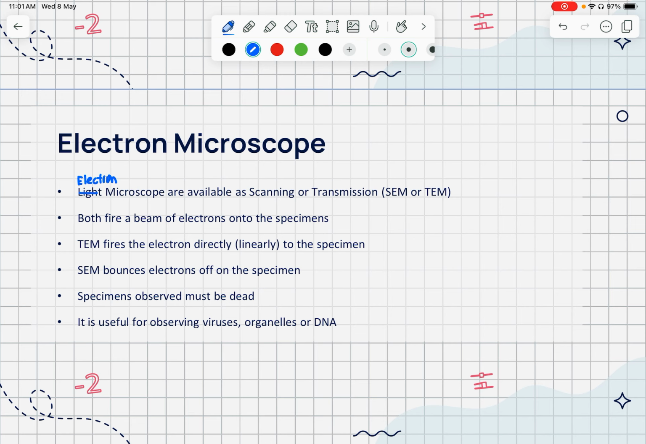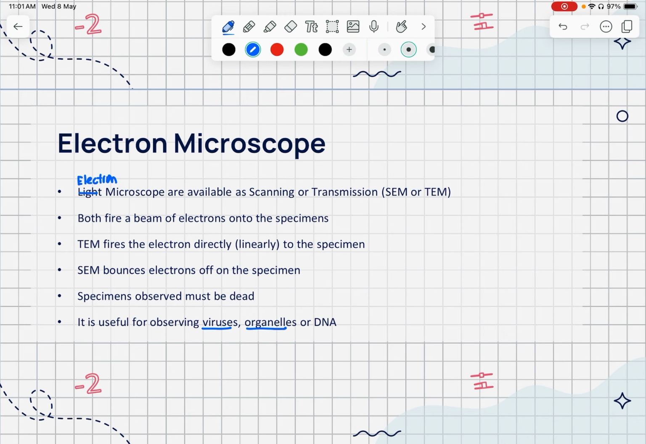And the specimens, of course, cannot be alive. It needs to be a dead specimen. And it is very useful for observing viruses, very small organisms, and organelles like the endoplasmic reticulum, which cannot be seen by the naked eye.